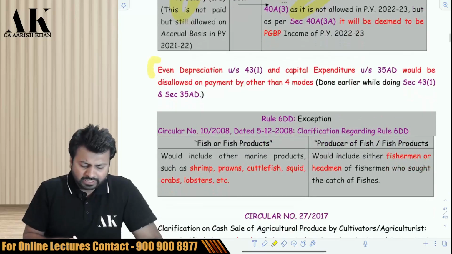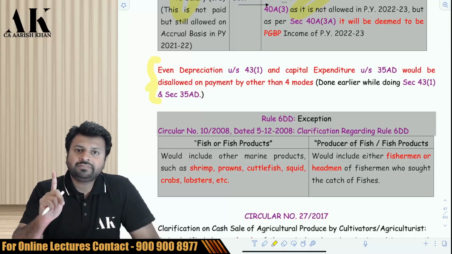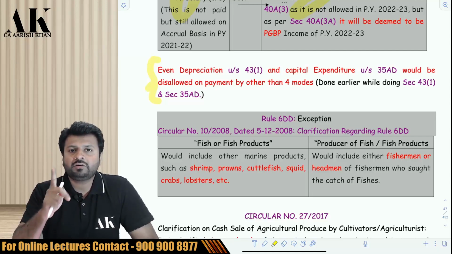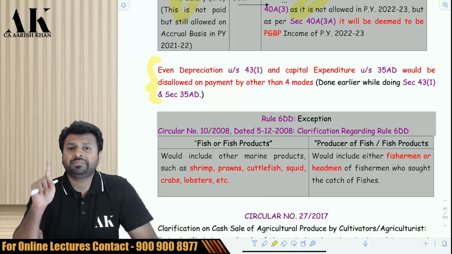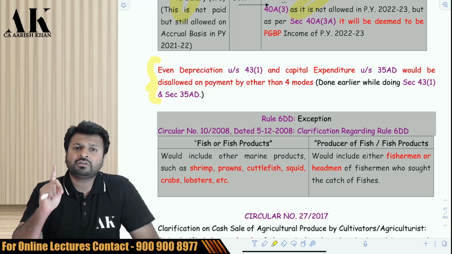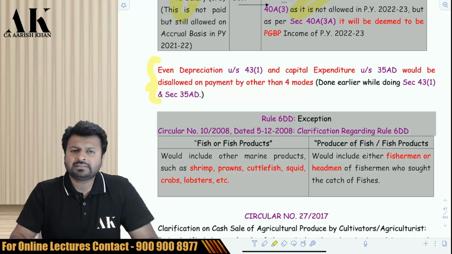Now the next part I have already explained to you, while teaching you 35AD and depreciation. In case of 35AD assets also, if you want to make a payment for an asset to a person in a day, you have to make the payment by account payee cheque, account payee draft, ECS or such other electronic mode. Even in case of acquiring a fixed asset to claim depreciation, if the payment to a person is in excess of 10,000, you have to pay by these modes. This is something we have already done in 43(1) and section 35AD.